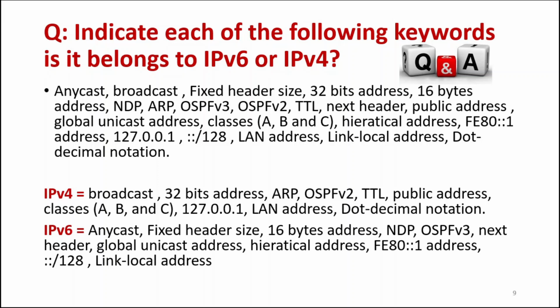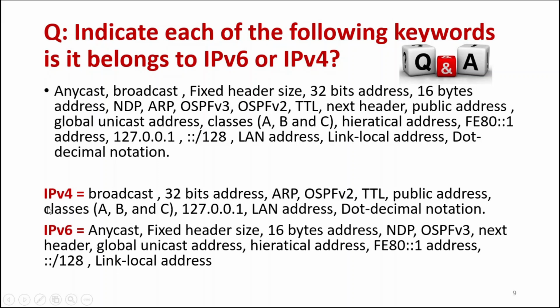Classes. In IP version 4 there are 5 classes. A, B, and C are the main 3 classes that could be given to clients and servers. Class D is for multicast, class E for experimental. But here we consider only A, B, and C. When we talk about classes of IP address, definitely we are talking about IP version 4, because there are no classes in IP version 6.